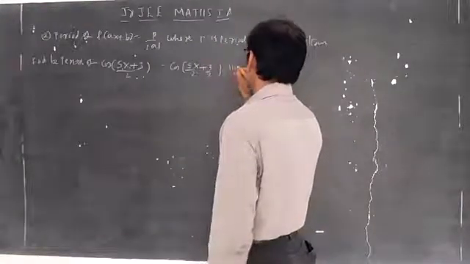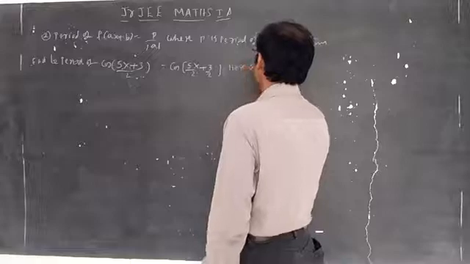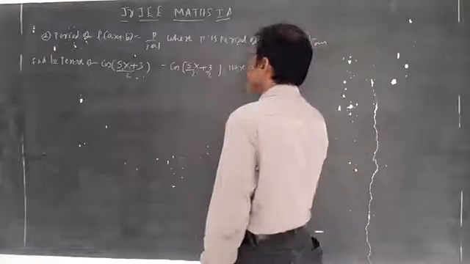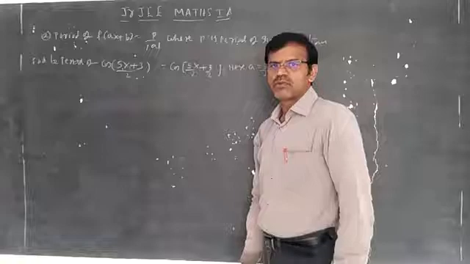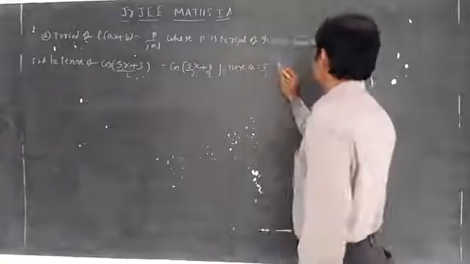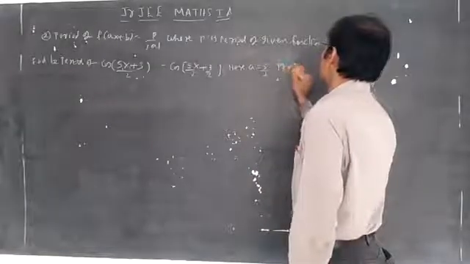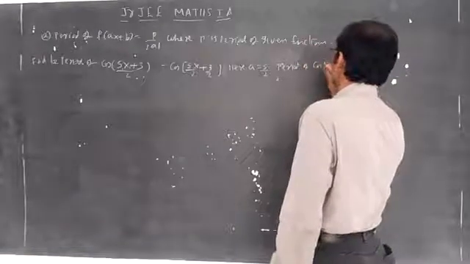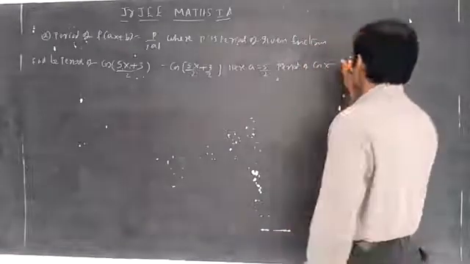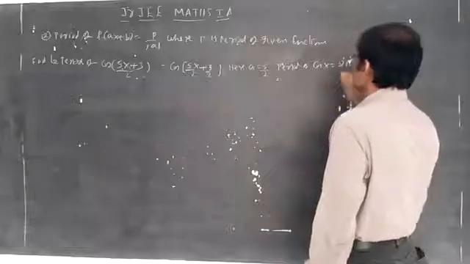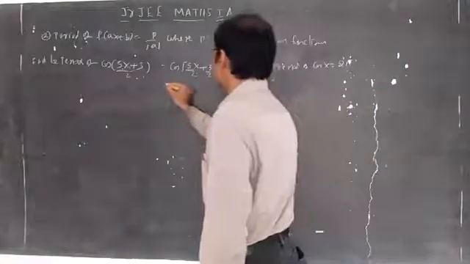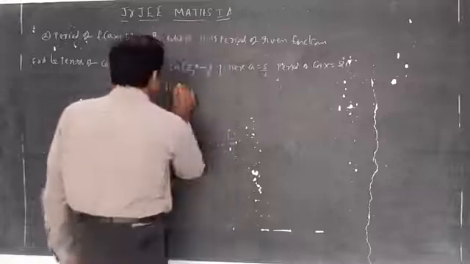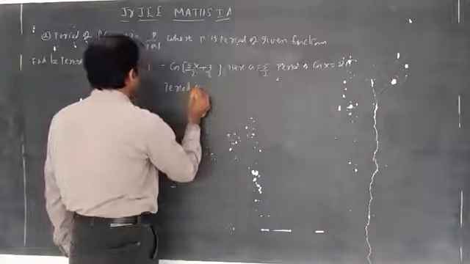Here you can write a is equal to 5 by 2. So small a is equal to 5 by 2 in the formula ax plus b. Now period of the given function means here period of cos x you have to write. Period of cos x by the formula is 2 pi.